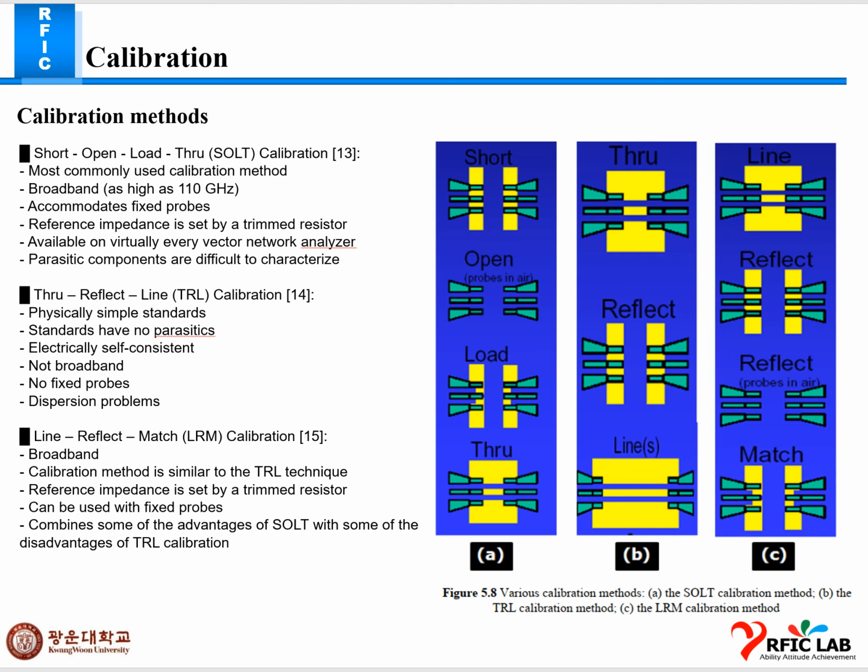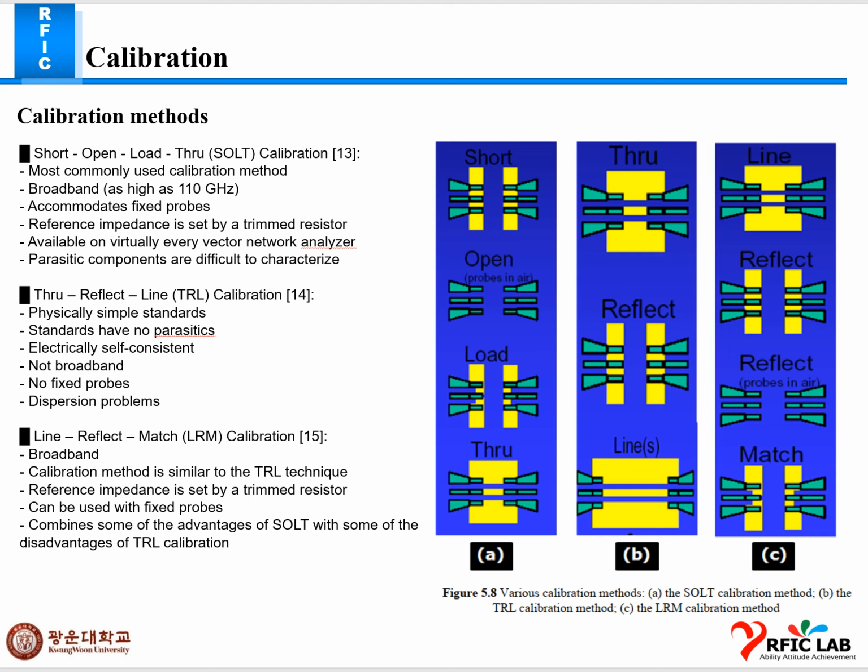In figure A, you can see a short-open-load calibration. It is the most commonly used calibration first of all, and it is broadband up to 110 gigahertz and accommodates fixed probes. Reference impedance is set by a trimmed resistor, available in virtually every vector network analyzer. Parasitic components are difficult to characterize.